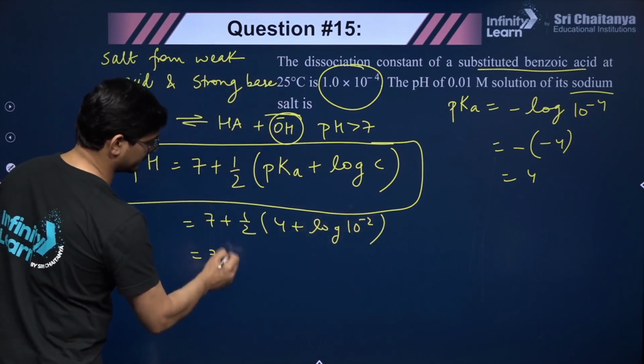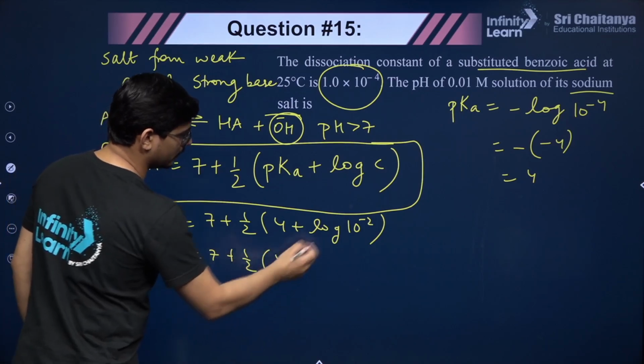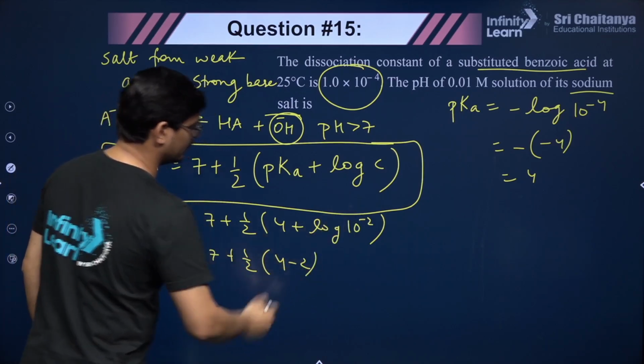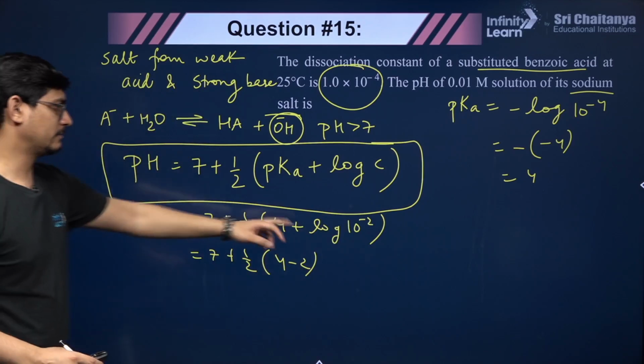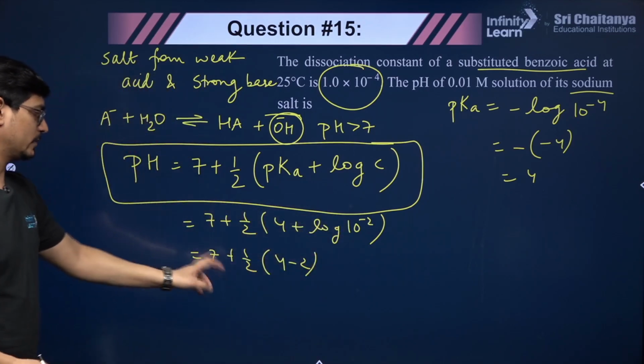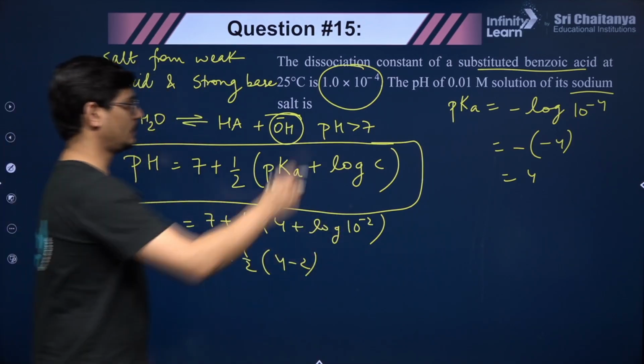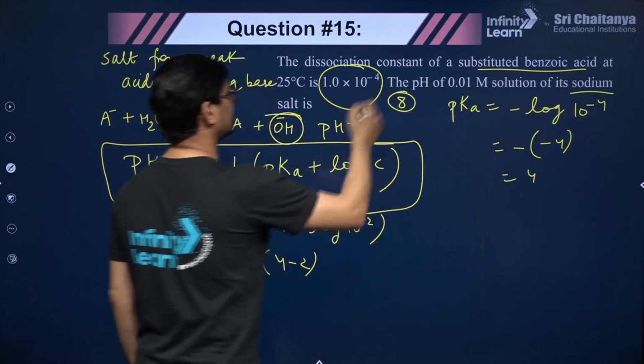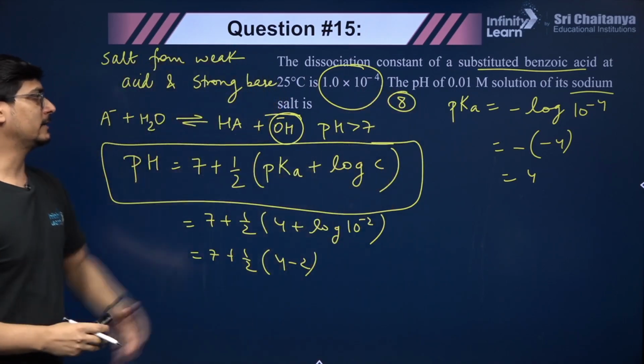Okay, so again 7 plus half 4 plus log 10 raised to the minus 2, which will be minus 2, right? Log 10 raised to the power x is x. So this will be 2 by 2 is 1, 7 plus 1, 8. So the pH of this solution will be 8. As expected, it is greater than 7.